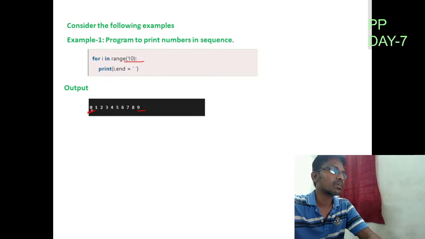So then I got the output 0 space 1 space 3 space and so on, 9 elements. That is the meaning of range of 10. It will go and print elements from 0 to 9.